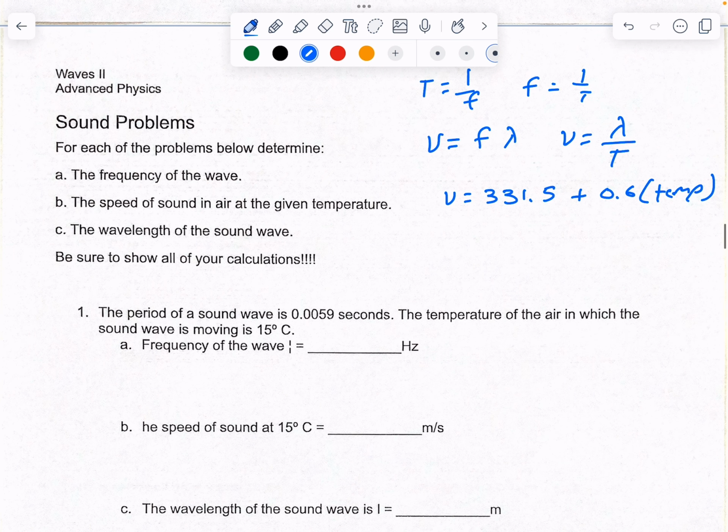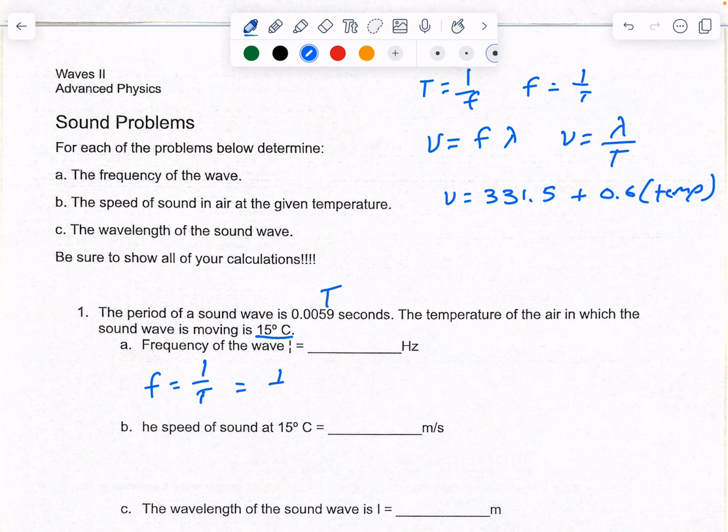Number one says the period of a sound wave is 0.0059 seconds, so that's your big T. The temperature of the air in which the sound wave is moving is 15 degrees Celsius, so there's our temperature. What is the frequency of the wave? If I have big T, that's pretty much all I've got. The only equation I can use is F equals 1 over T. Don't make this more complicated than it is.